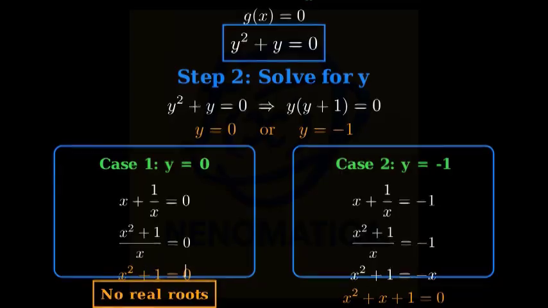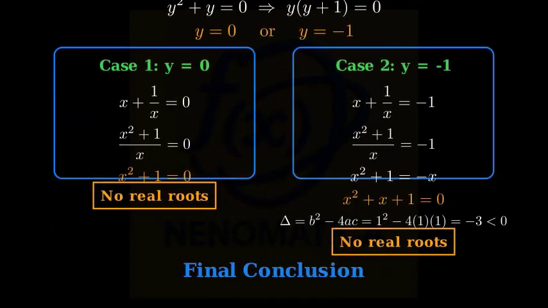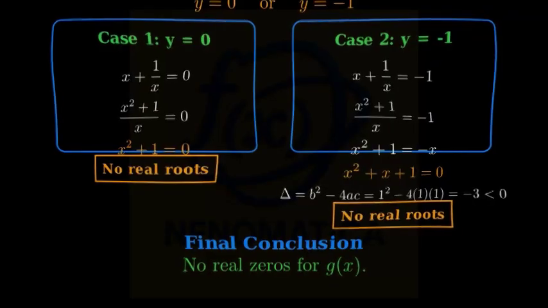Final conclusion. Neither case produced a real x value. Therefore, g of x has no real zeros. Only complex roots exist for this equation.